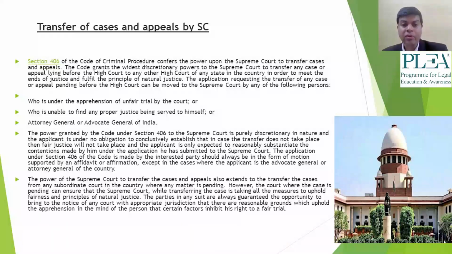The power of the Supreme Court to transfer cases and appeals also extends to the transfer of cases from one subordinate court to another court where any matter is pending in the country. However, the court where the case is pending can ensure that the Supreme Court, while transferring the case, takes all measures to uphold fairness and the principles of natural justice.